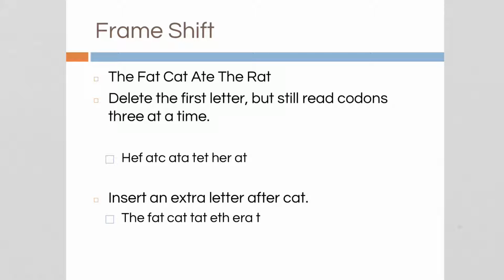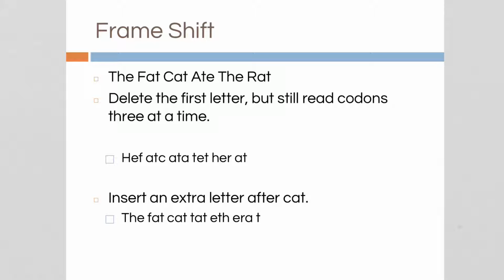So let's say we delete the first letter, this T here, but we still read the codons three letters at a time. We always read DNA three letters at a time. Everything is going to shift over one, and we get hif, ada, right? Because all the letters shifted over one. We still have fat cat ate the rat, but we still read three letters at a time, and everything bumps over one space. So that changed everything, right?